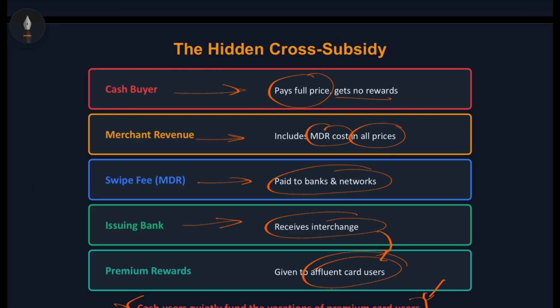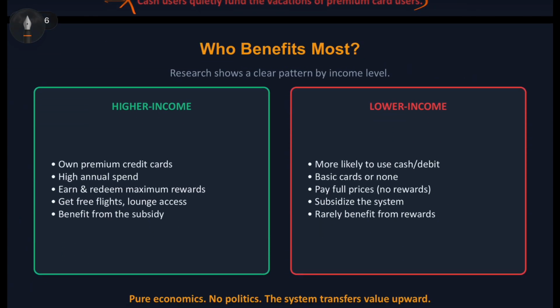Are you now able to understand what is actually happening? So who is actually benefiting the most? The higher income. See, they are the ones who own the premium credit cards. They are the ones with the annual high spend. They earn the maximum rewards, right? They get free flights and lounge access, and this is how they are benefiting from the subsidy that basically cash consumers are giving, right?